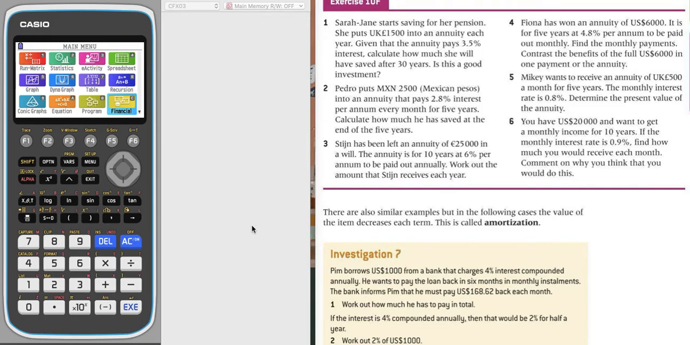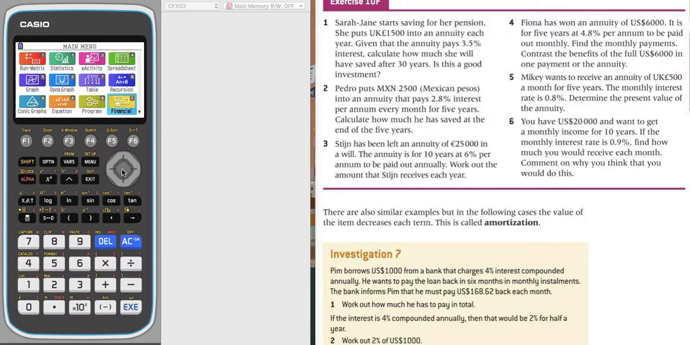Hi everyone. I'm going to show you how to use a calculator to solve these annuities problems. And so I've got a calculator here. It's essentially the exact same thing as the Casio. And for those who use a TI, you'll see that the actual buttons themselves end up being the same thing.